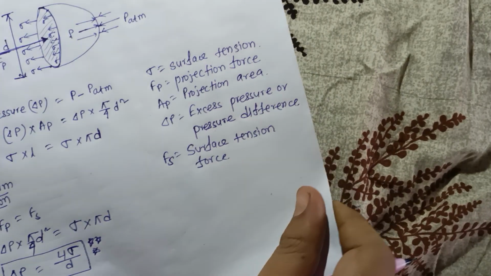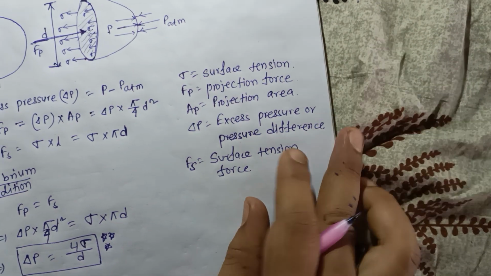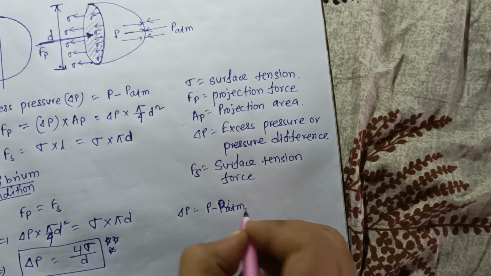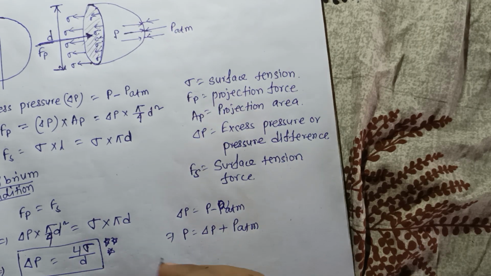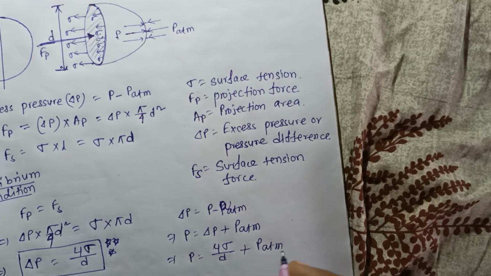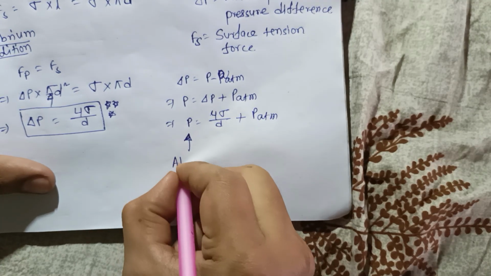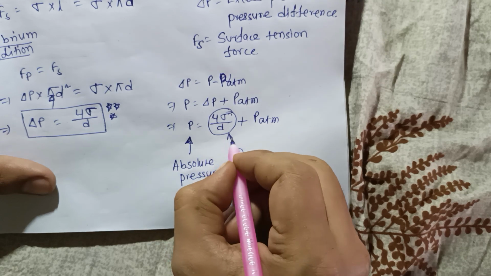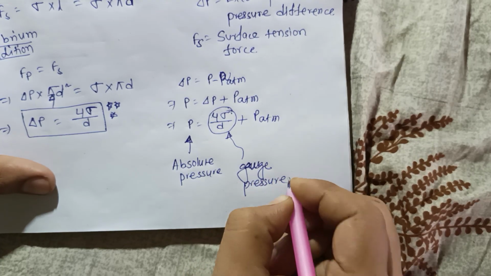Okay, now this delta P equals P minus P atmospheric, so P equals delta P plus P atmospheric. What is the value of delta P? That is 4 sigma by d, plus P atmospheric. Here this pressure P is known as absolute pressure, the 4 sigma by d term is the gauge pressure, and this is the atmospheric pressure.